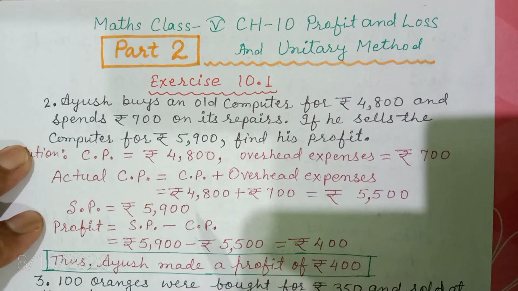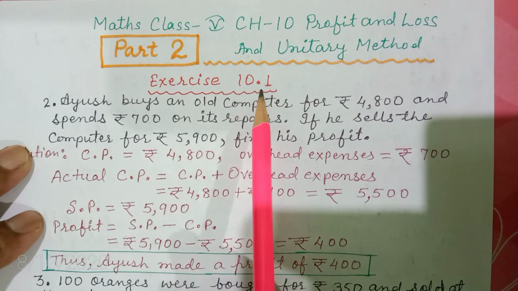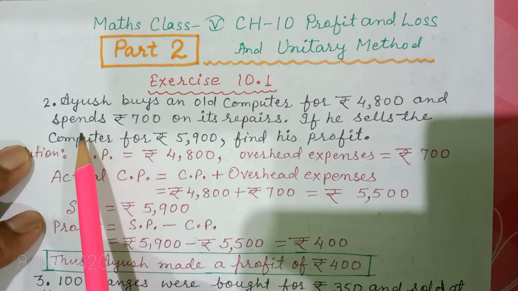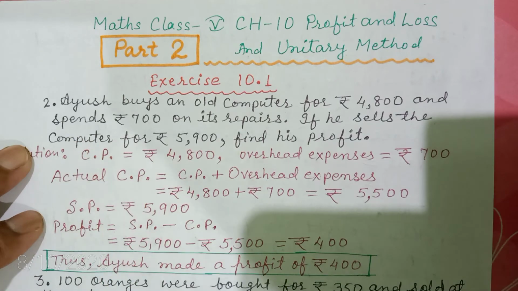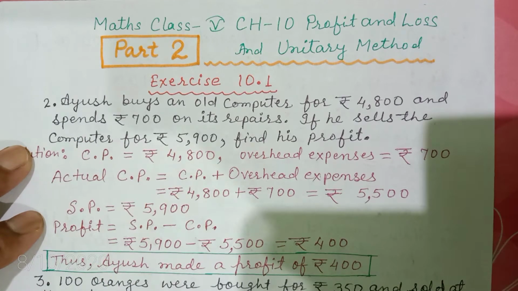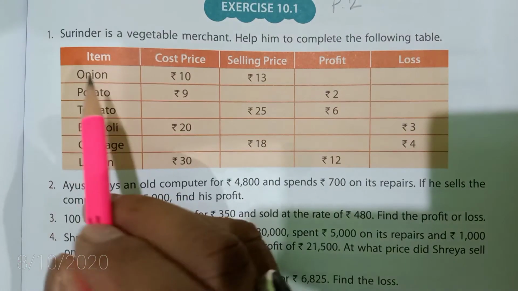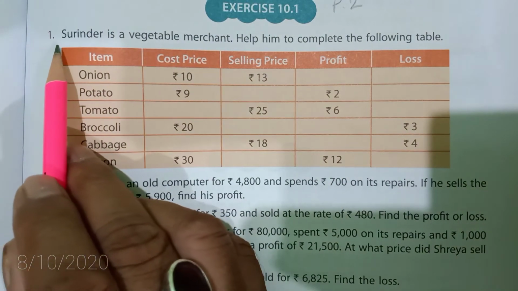Welcome to Maths Class 5, Chapter 10 Profit and Loss and Unitary Method, Part 2. Today, we are going to discuss the solution of exercise 10.1. Let's start with question number 1.